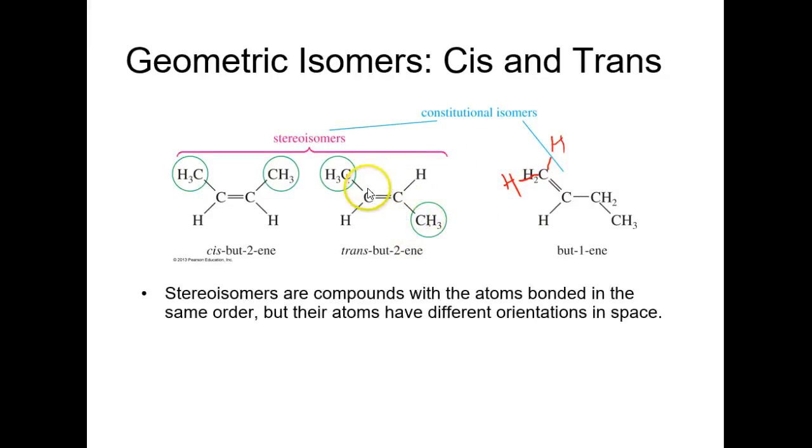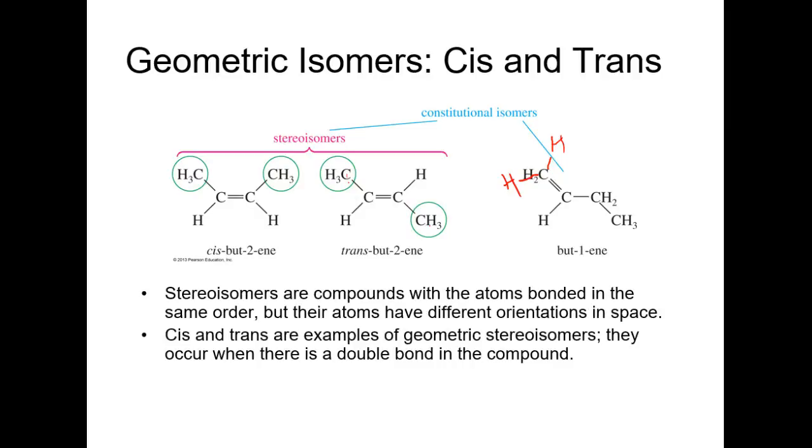Stereoisomers are compounds with the atoms bonded in the same order, but their atoms have different orientation in space. Cis and trans are examples of geometric stereoisomers. I rarely use this term geometric. I prefer just stereoisomers. Geometric starts getting a little bit more detail oriented, and we don't have to worry about it because it's really the only example of a geometric isomer. So if you just want to know what a stereoisomer is, I'm fine with that.